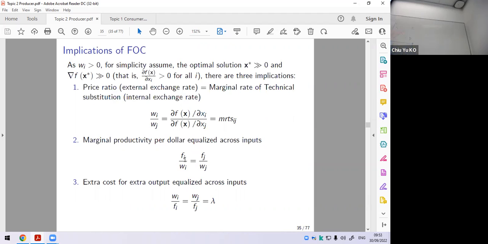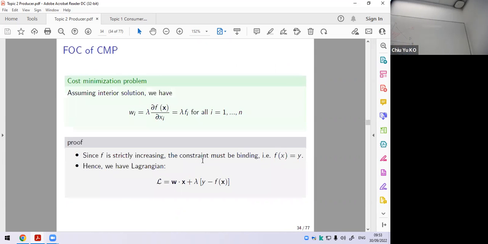So here the first one is exactly what you learned from the consumer: the internal exchange rate and the outside exchange rate. MRTS is how much the firm must substitute to keep production the same, and the ratio between them must be equal to the input price ratio. We explained last time how these two can be interpreted. I'm not going to talk about that, so go home and explain to yourself why this is true.